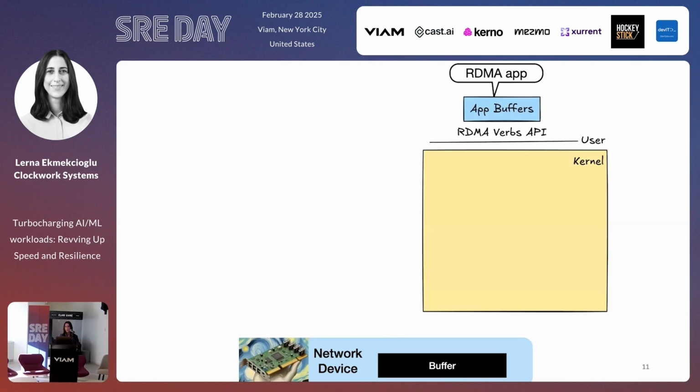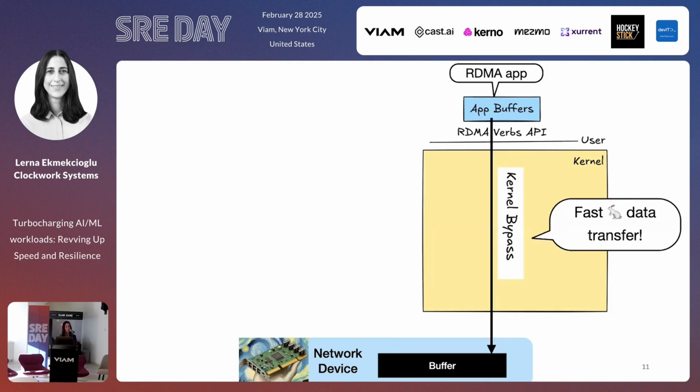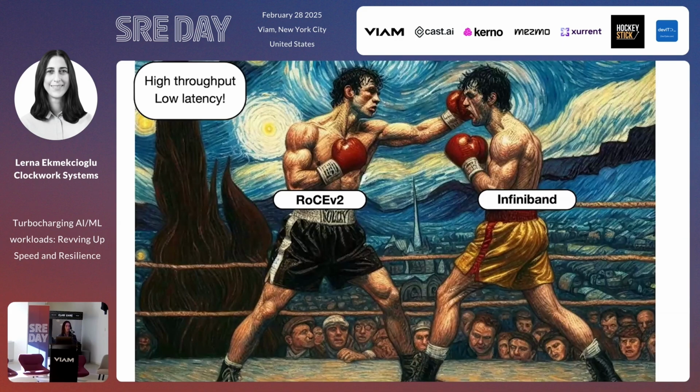In an RDMA app, on the other hand, we're using the RDMA verbs API, and we're bypassing the kernel. So we are actually not using as many CPU cycles. This enables fast data transfers. We're speaking to the network device directly from the app. And in terms of high throughput and low latency, the fabrics that we use are typically either RoCE v2 or InfiniBand. And I want to talk a little bit about these two.